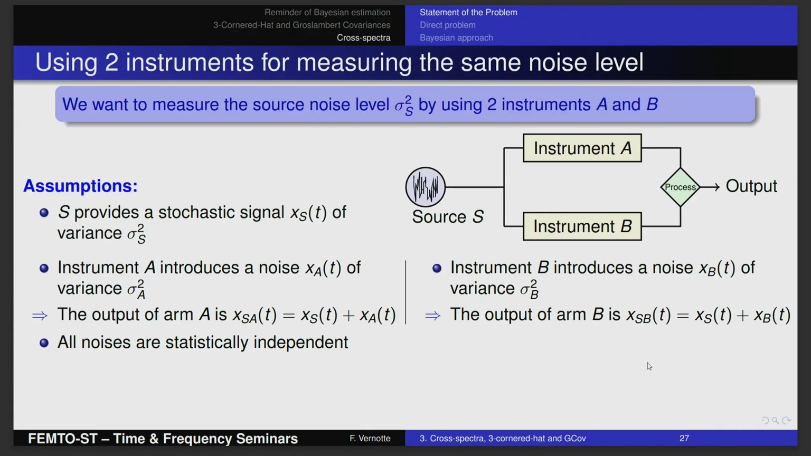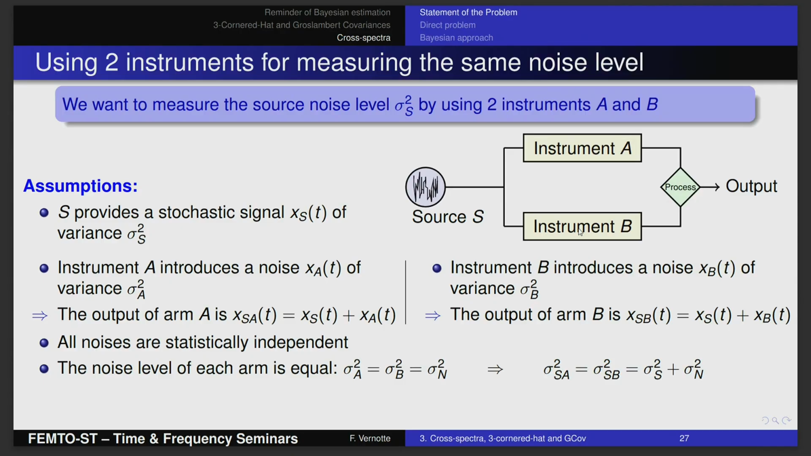Okay. We consider that all noises are statistically independent, as usual, and we will consider also that the noise level of each arm is approximately of the same level. You have the same variance, the same noise level in A and in B, but the noises are uncorrelated. The noise of A and the noise of B are completely uncorrelated. Generally, we consider that it's white noise. So in this case, we can consider that in each case, sigma square SA and sigma square SB is equal to the sum of the variance of the signal plus the variance of the noise.